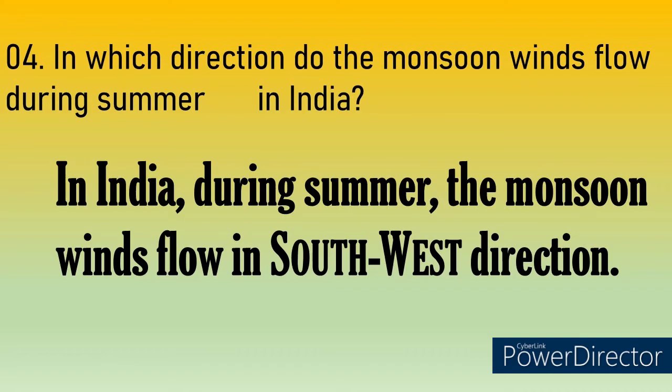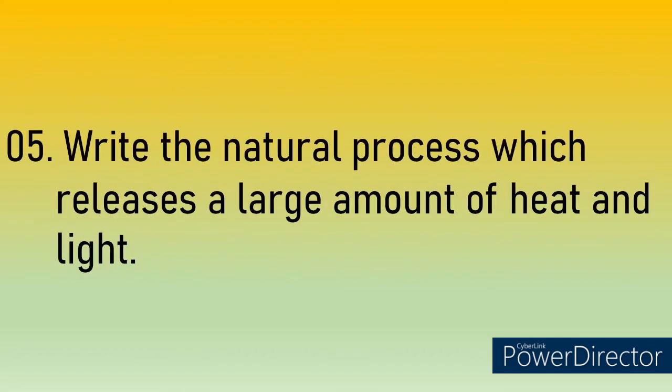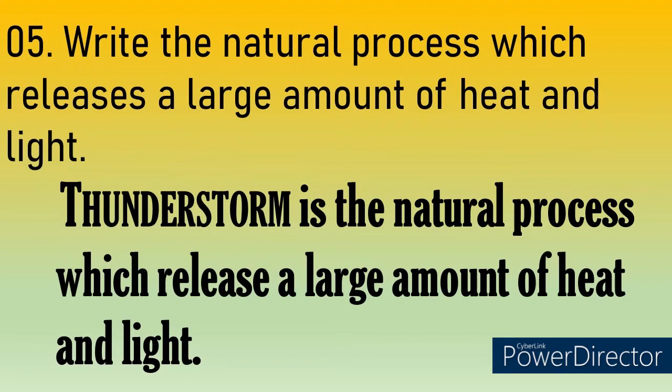Now the fifth question: write the natural processes which release a large amount of heat and light. There are very many ways by which heat and light are produced, and one such natural process is thunderstorm. I hope you know it is a natural process. During a thunderstorm a large amount of heat and light are produced.